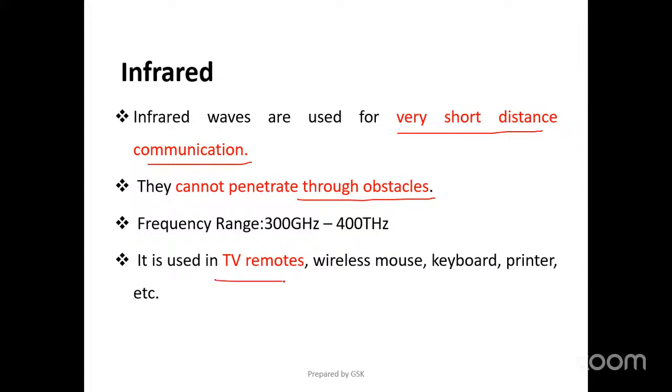Then it is used in TV remote, wireless mouse, wireless keyboard, and printer. Suppose if you want to change the channel in your TV, you can use TV remote. Generally, the waves used while you are using TV remote are infrared waves. The connection is maintained with the help of the infrared rays from your TV remote to your TV. Suppose there is any obstacle in between the remote and TV, then that might not work properly. Okay, this is about infrared waves.